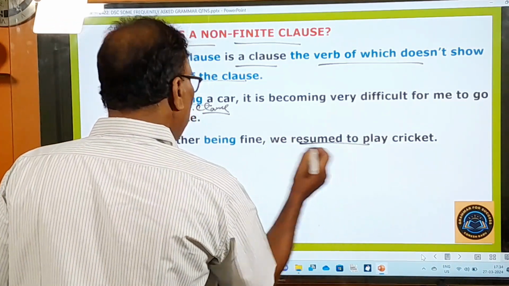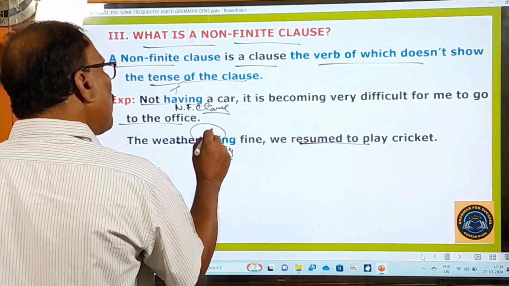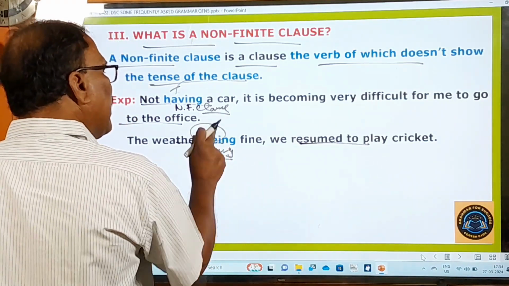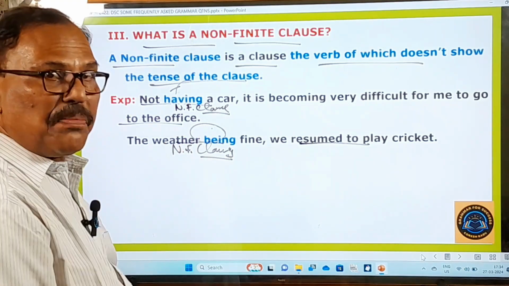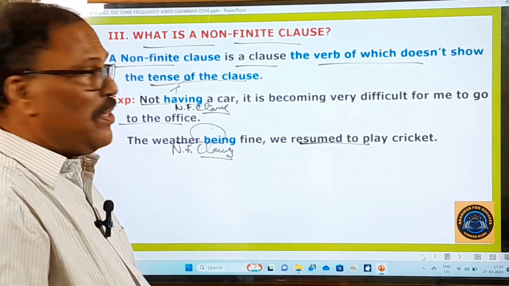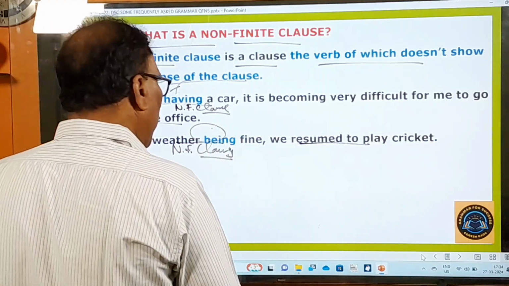So similarly, I'll give you: the weather being fine, we resume to play cricket. So this is the sentence and this is a clause. What kind of clause is this? Here it is not showing the tense of this clause, and therefore it is a non-finite clause. "Being" means what? Is it present tense or past tense or future tense? No, it's not showing any tense. That's why this clause is called a non-finite clause.